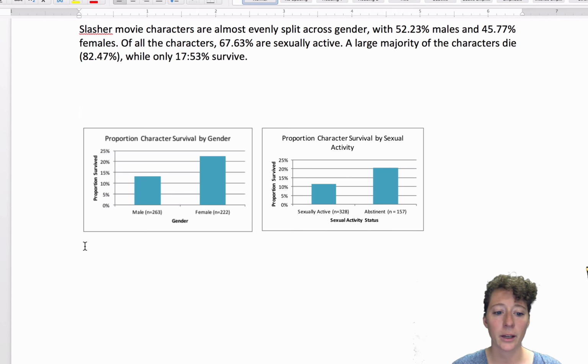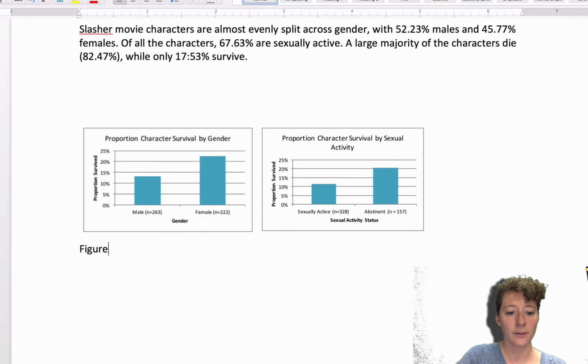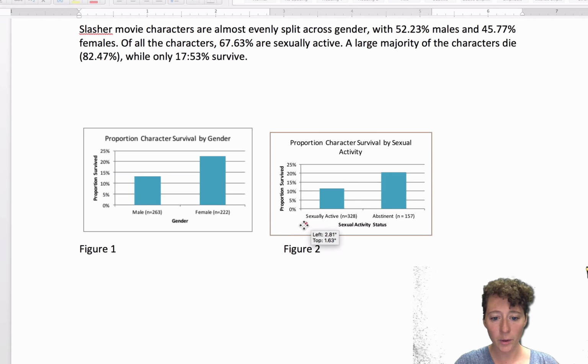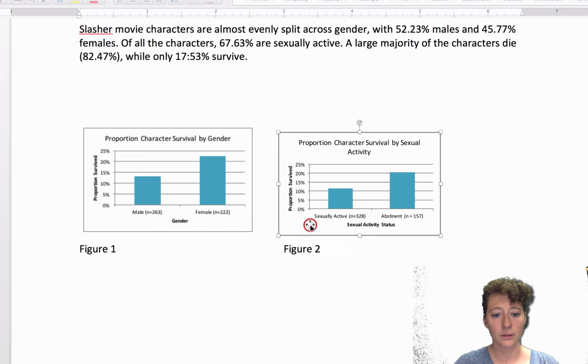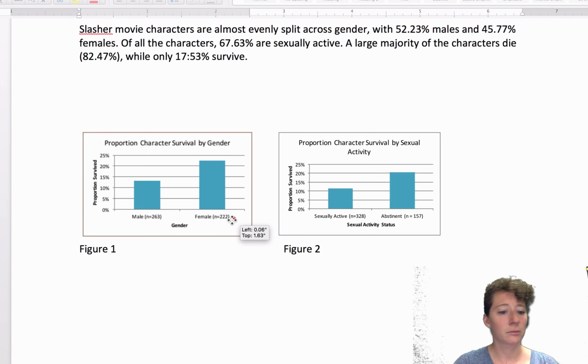One other thing that I always want to do is make sure that my figures have names. So I'm going to be really creative. This is my first one, so I'm going to call it figure 1. And this one I'm going to call figure 2. You always want to name your image, your graphs, your tables, anything that you put in there, so that you can reference it in the text. You want your reader to be able to find the appropriate graph to look at.